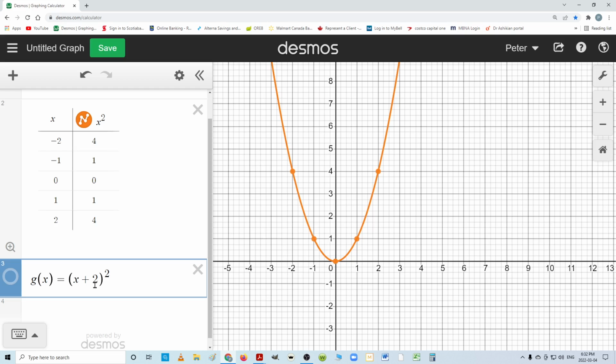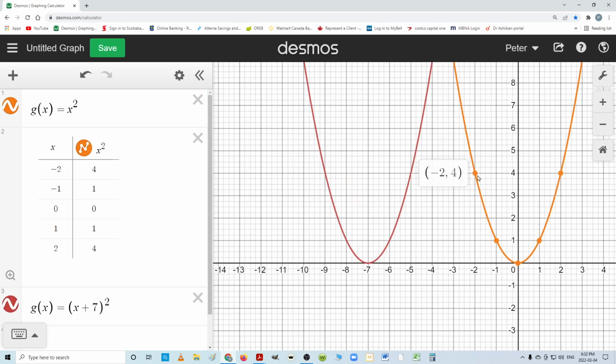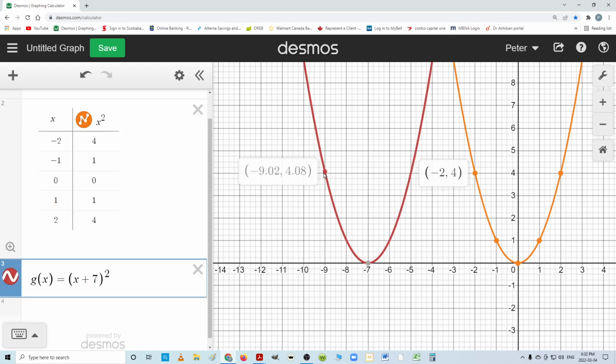Turn off the graph. If you said to me that this is going to move 7 to the left, you are correct. It has moved 7 to the left. And to find the new points, all I would have to do is take that -2 and subtract 7, and I get -9, 4. And so there you go. It's -9, 4. So that means x translations, left and right, do the opposite of what's in here.